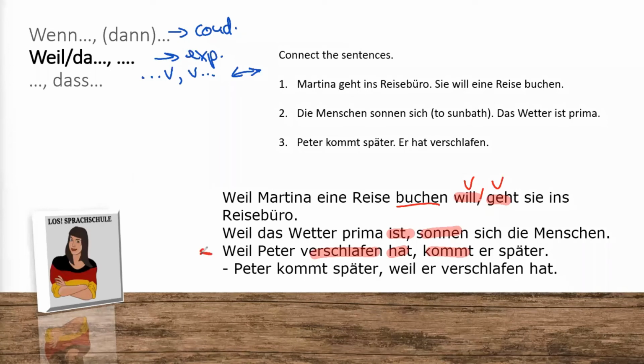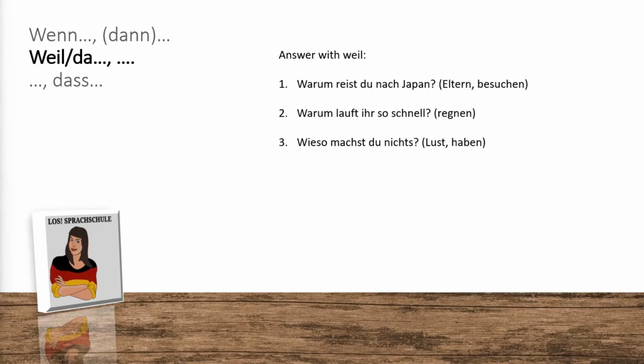Keep in mind, here we have perfect tense, perfect. And here we also have the conjugated one, which is haben or sein. The Partizip 2 comes a position prior. Peter kommt später, weil er verschlafen hat. Subject, verb, and therefore we don't have our nice verbs being together because the position changed and also the order between the subject and verb. Next exercise, answer with weil.